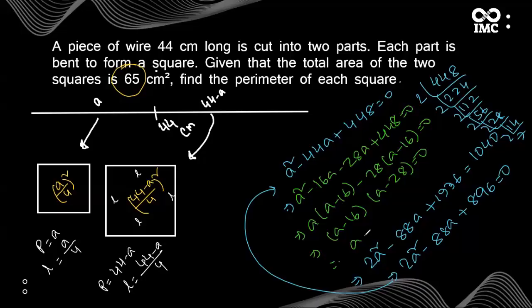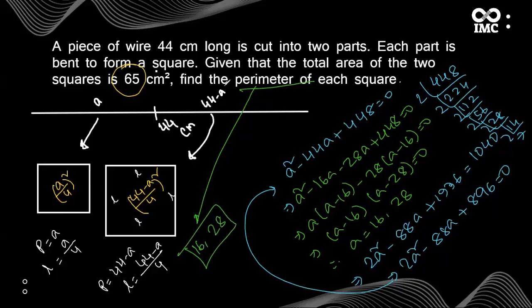So here either A equal to 16 or 28. So we can say that the perimeter of each square, that one will be 16 and another one will be 28. So what is the answer here? The perimeter of each square will be 16 centimeter and 28 centimeter, because if you subtract 16 from 44, you will get 28. If you subtract 28 from 44, you will get 16. So answer will be 16 centimeter and 28 centimeter.